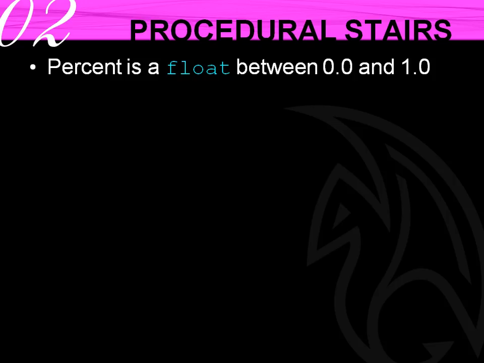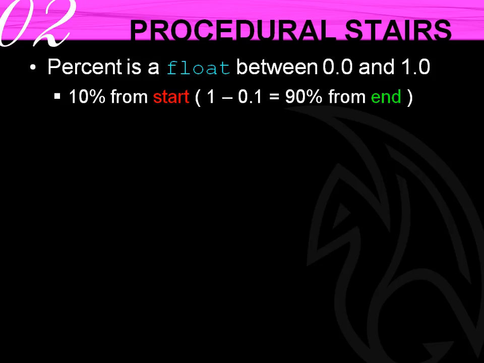Essentially, the percent is a float between 0 and 1. So 0 equals 0%, 1 is 100%, 0.5 is 50%, 0.25 is 25%, and so on. So if you wanted to find a point 10% from the start, so 10% of the start and 90% of the end, closer to the end, the coordinates of the end point, you would do 1 minus 0.1, which would equal 0.9, or 90% from the end. So here's how the formula would break down. We would take start and multiply it by 0.1 plus end multiplied by 0.9.